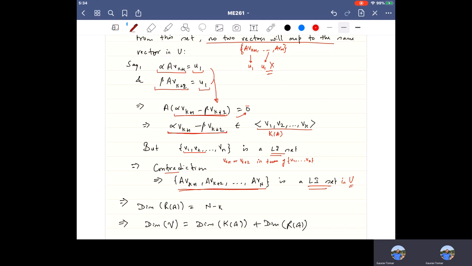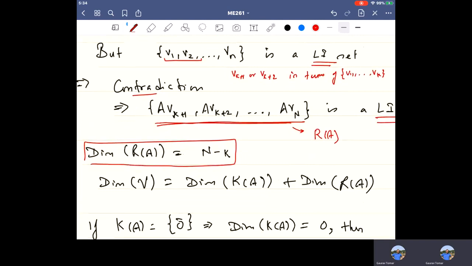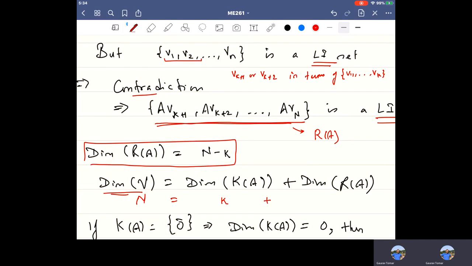So now, because it's a linearly independent set and this is going to span the range of A, the number of vectors in this maximum linearly independent set will give you the dimension of the range. So the dimension of the range can be given by n minus k. From this, we conclude that the dimension of V, which was n, is equal to the dimension of the kernel space, which is k, plus the dimension of the range of A, which is n minus k. Okay.